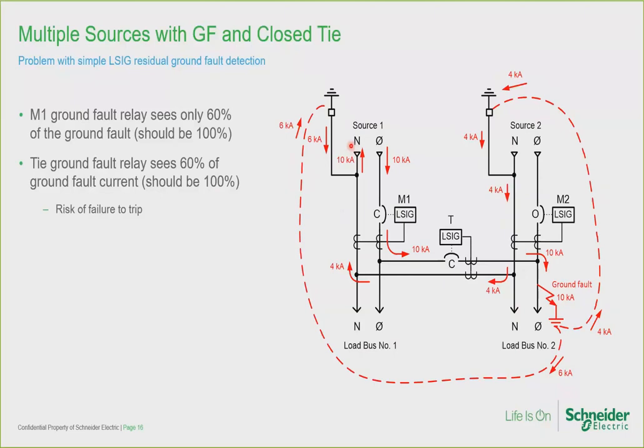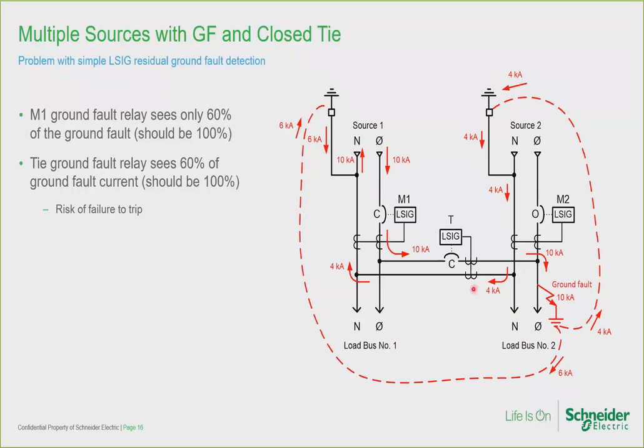The problem here is that the M1 ground fault trip unit only senses 60% of the ground fault. All of the ground fault current, as I mentioned earlier, should normally bypass the M1 breaker current sensors. However, because of the parallel neutral path created by the neutral ground at source 2, 40% of the ground fault current flows through the neutral sensor of the M1 breaker, which the M1 ground fault trip unit senses as unbalanced load. The result is that M1 may fail to trip on a ground fault.